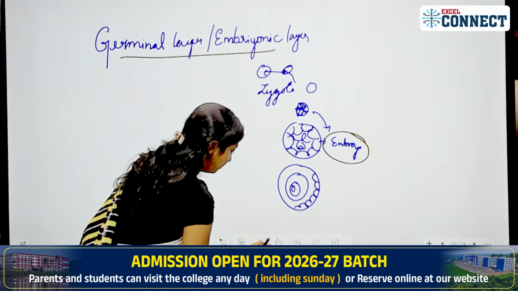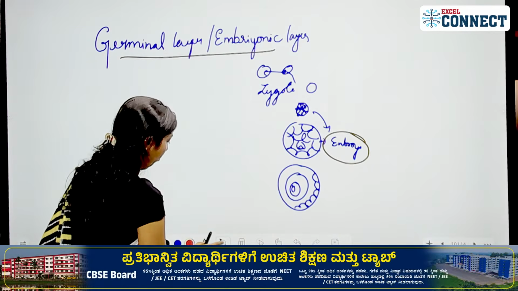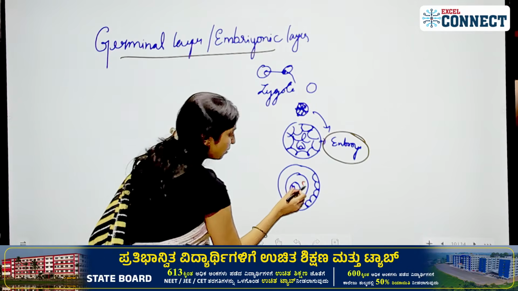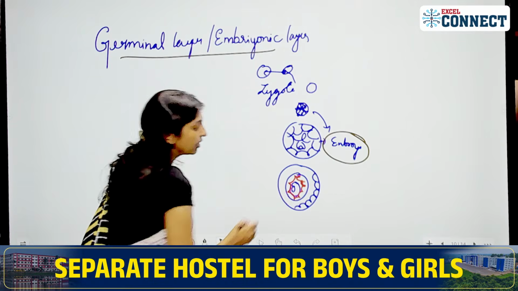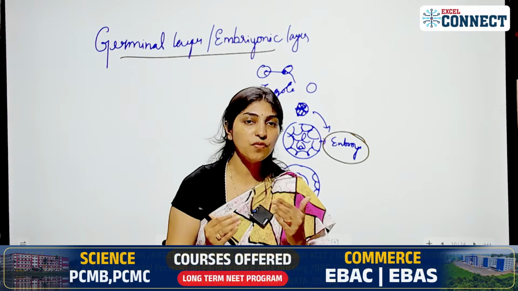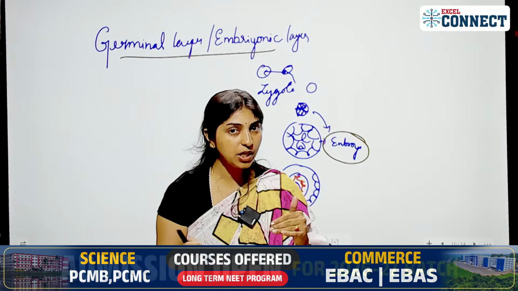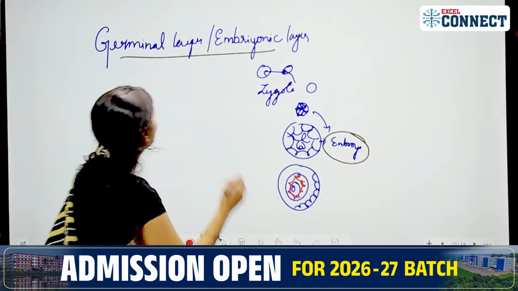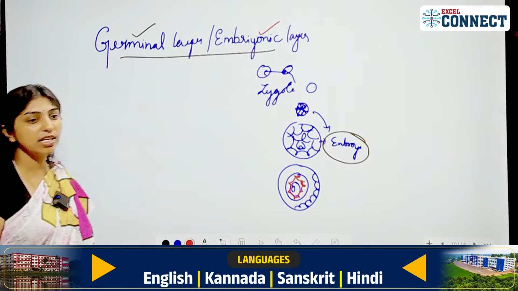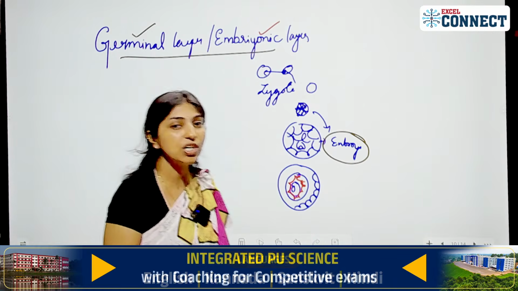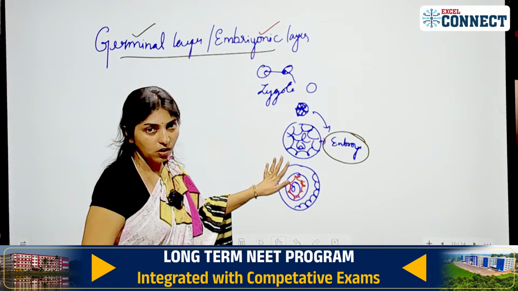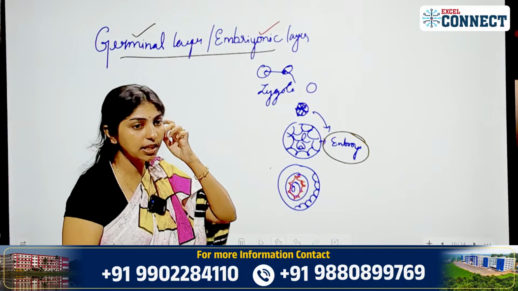This is one layer. This is one more layer. Correct. So here the cells get rearranged during the formation of the embryo into different layers, and you call those layers the germinal layer or the embryonic layer. What do you call them? Germinal layer or the embryonic layer. This is clear? Okay, I just wanted to tell what is embryonic layer.